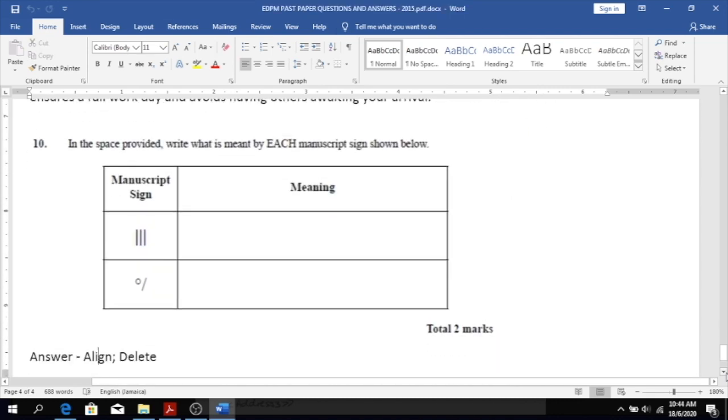All right. I think that's it. Yes, that's it for the 2015 past paper.